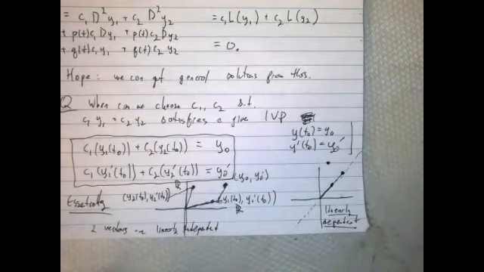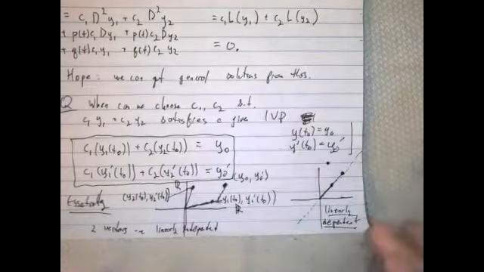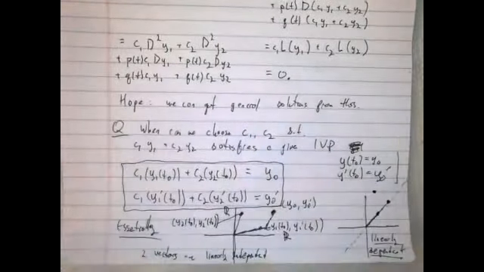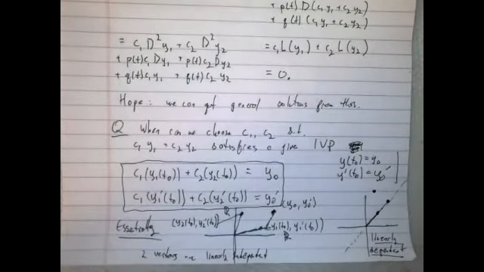Are we doing okay? Any questions on what I'm bringing up here? I kind of feel like there should be a question. I don't know what, but. So you're saying as long as the two solutions aren't linear multiples of each other, we can find a C1 and C2 that satisfy those equations?